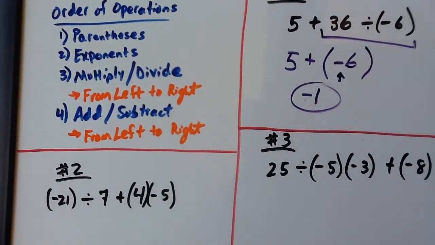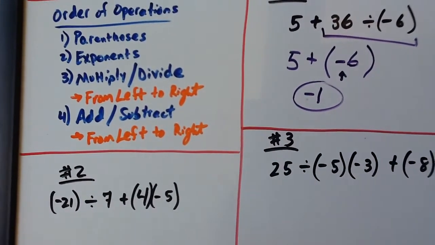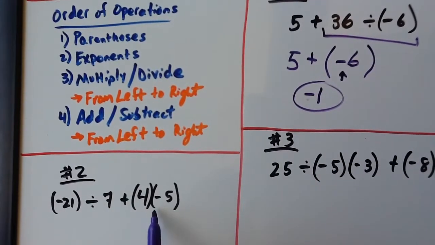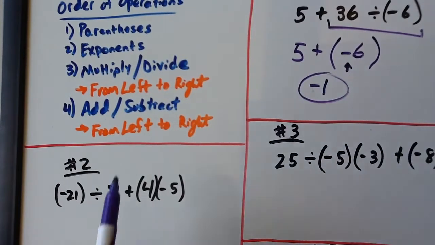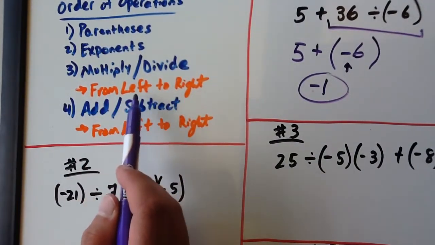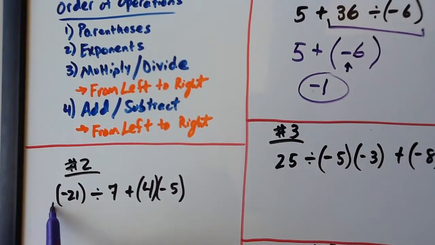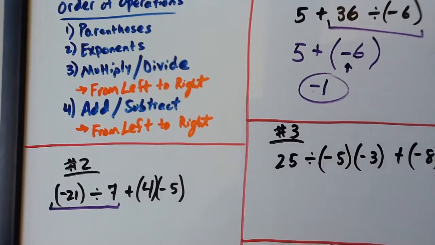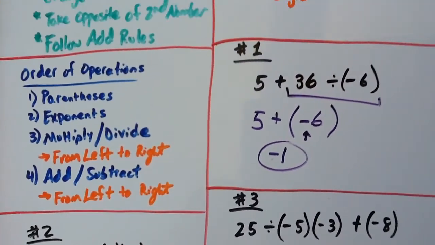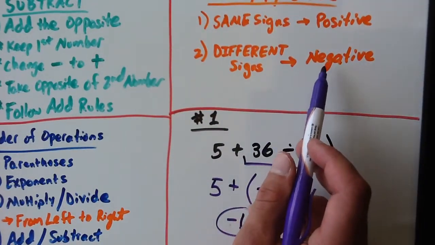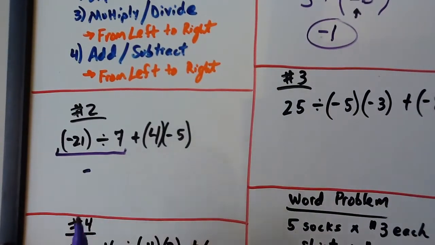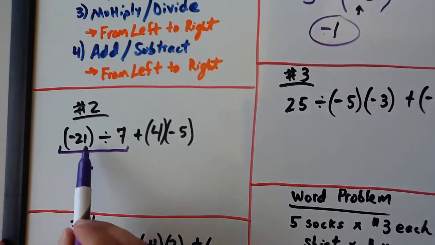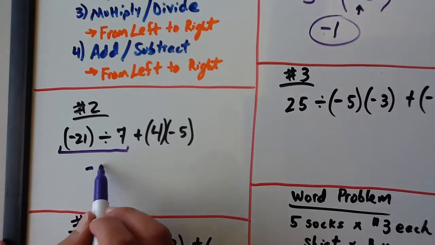Number 2. In this expression, I see that I have division and I have multiplication right here, right? Because parentheses are written right next to one another. So I multiply and divide from left to right. So let's start on the left side. So I'm only going to look at this right here, negative 21 divided by 7. I see that I'm dividing with different signs. Different signs, I have a negative quotient. Okay, so my quotient is going to be negative. Once I've established the sign, then I look at 21 divided by 7, which I know is 3.